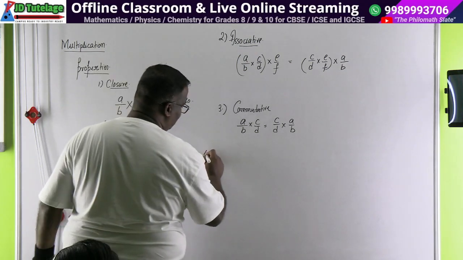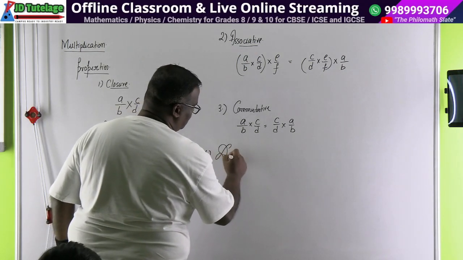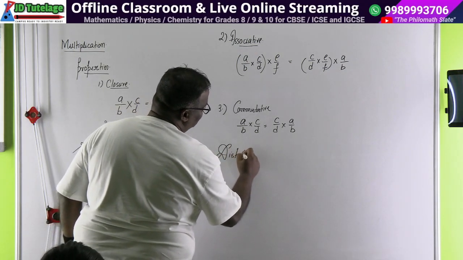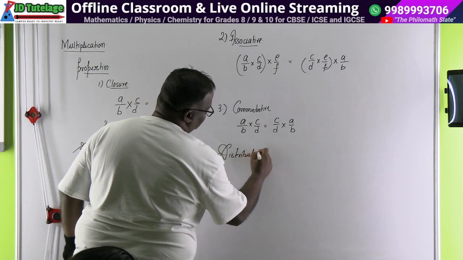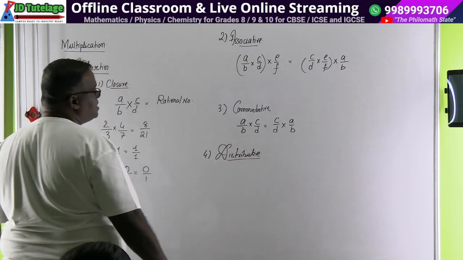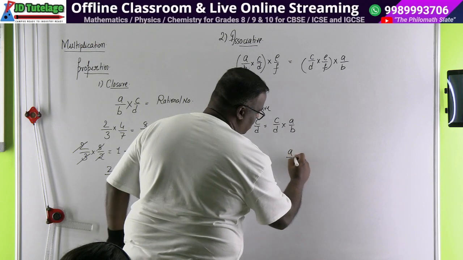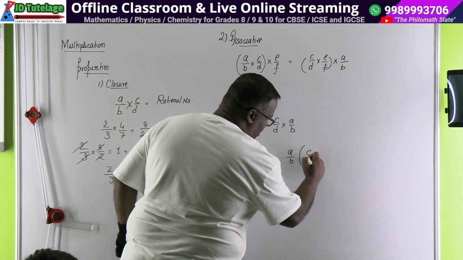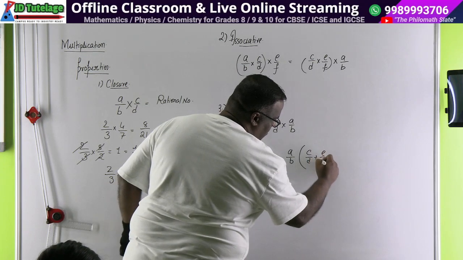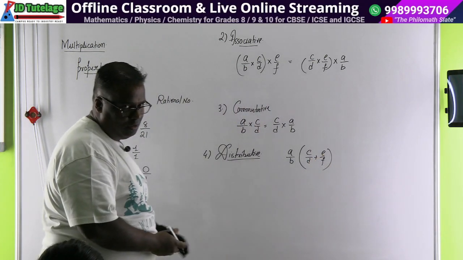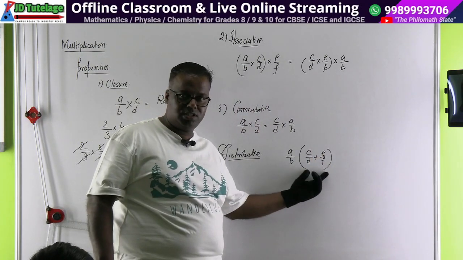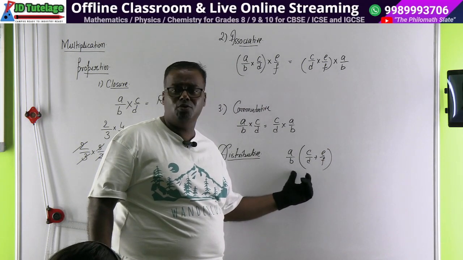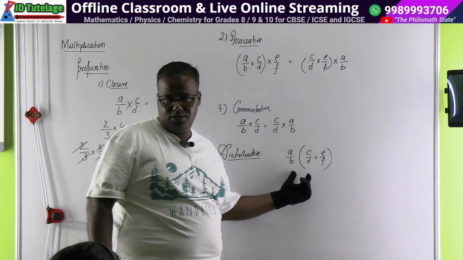Okay, number 4 is known as distributive property. नाम सुनने से लगता है डिस्ट्रीब्यूशन करेगा, ये बांटेगा. कैसा? A by B is a rational number which is being multiplied with C by D plus E by F. Do you get it? BODMAS tells me, do this first, followed with the multiplication. I hope you understand what is BODMAS.